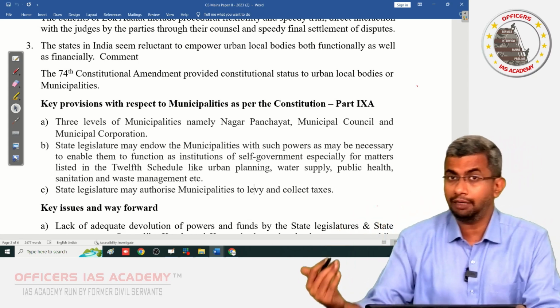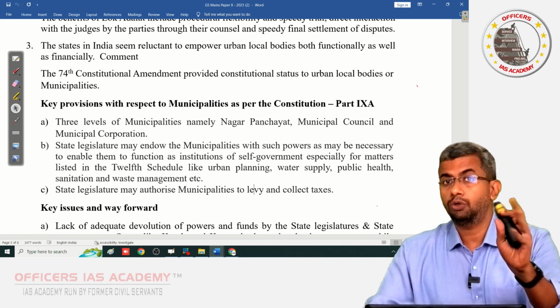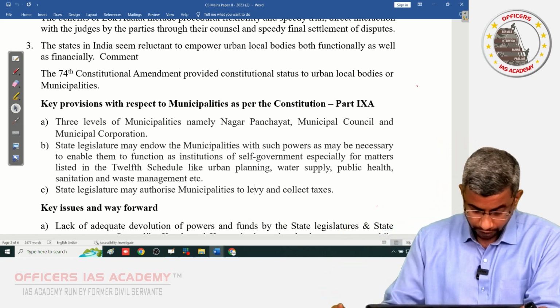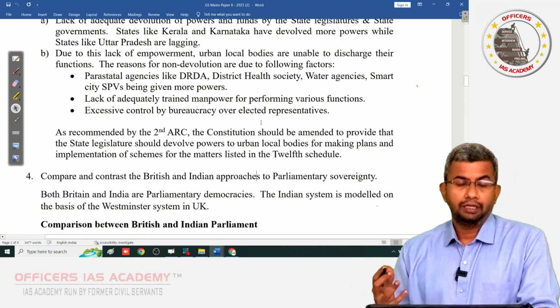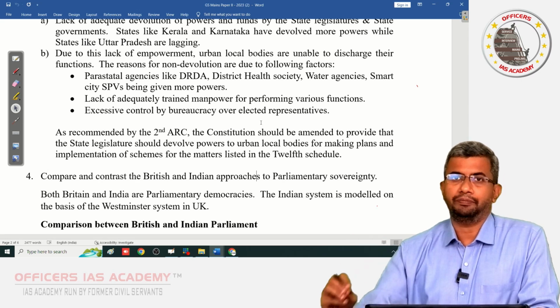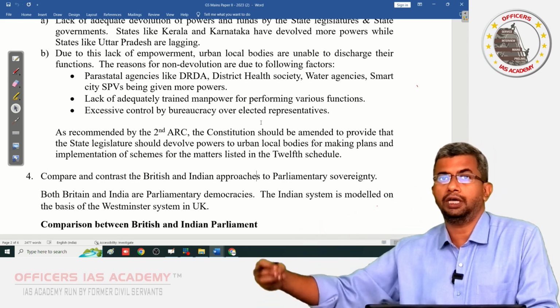And for financial matters, the state legislature may authorize the municipalities to levy taxes and fees and collect them. But what are the issues? Lack of adequate devolution of powers, both functionally and financially. Some states like Kerala and Karnataka have devolved more, whereas some states like UP are lagging behind.